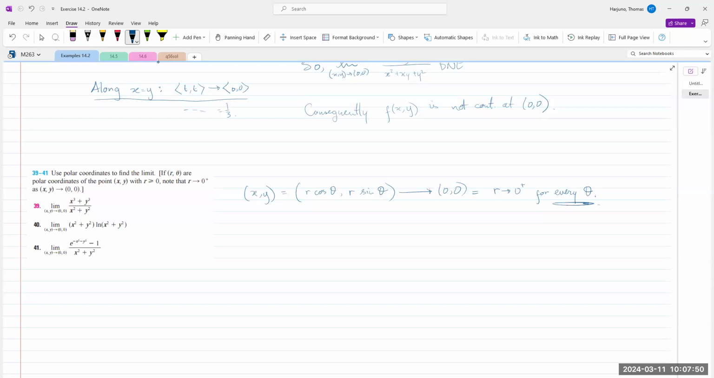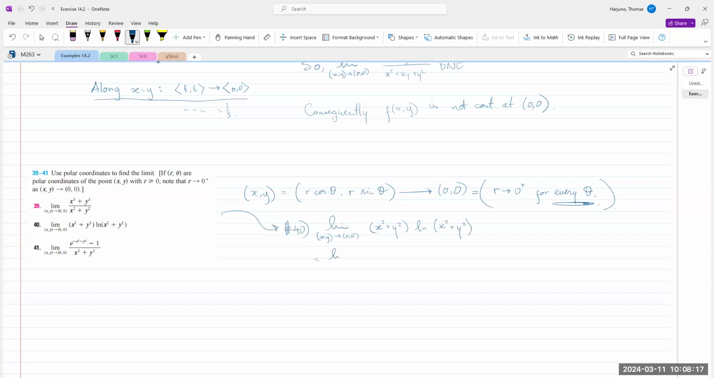And that's the key, for every theta. Okay? So, for example, number 40, we have the limit as (x, y) goes to (0, 0) of x squared plus y squared times the natural log of x squared plus y squared.